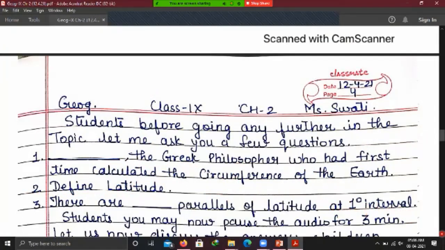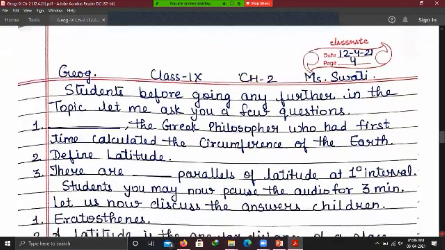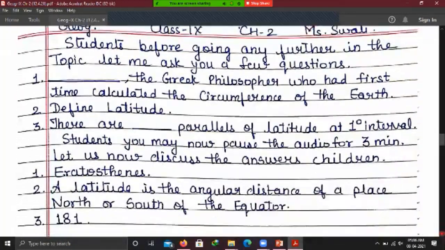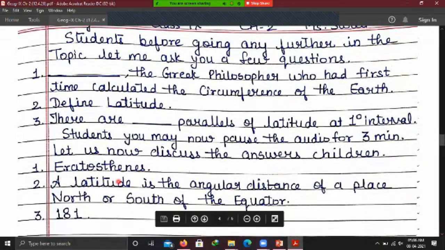As the 3-minute break is over, children, let us now discuss the answers. Answer number 1 is Eratosthenes. He is the Greek philosopher who had first time calculated the circumference of the earth. Number 2, a latitude is the angular distance of a place north or south of the equator. And number 3, there are overall 181 parallels of latitude at 1 degree interval.